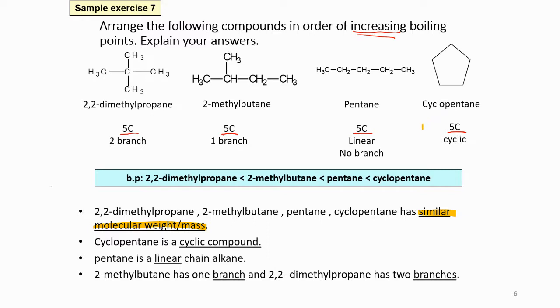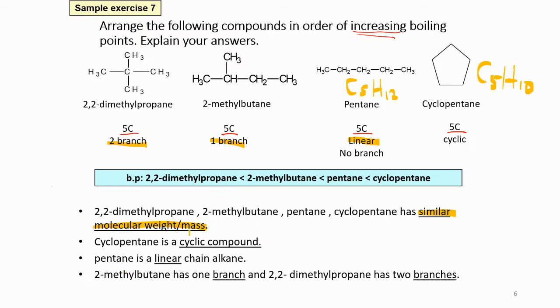isomers first. For example, you can see here, this one is linear, 5 carbons; this one is 5 carbons but with 1 branch; here we have 2 branches. However, cyclic is not an isomer, because the molecular formula is different. This one is just C5H10. This one would be C5H12.